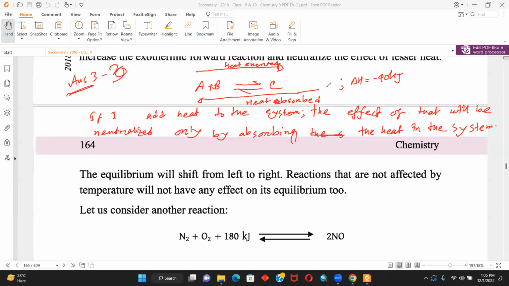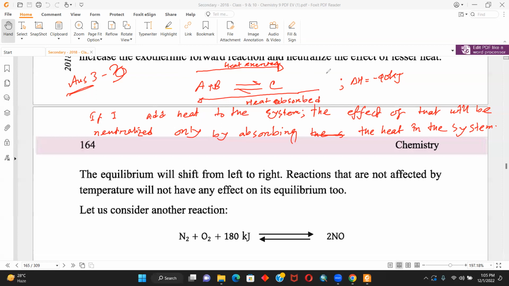It will be neutralized by absorbing. Because adding or exerting, these mean the same. Think about it. In the forward reaction, what is happening?